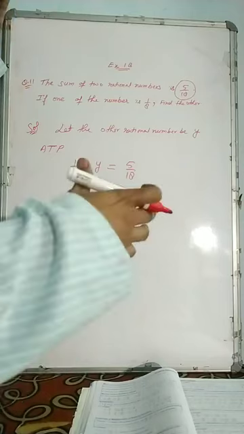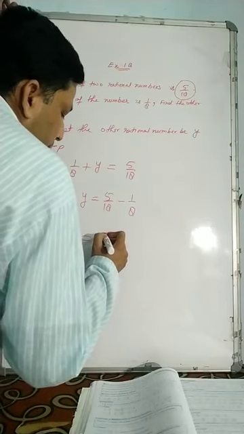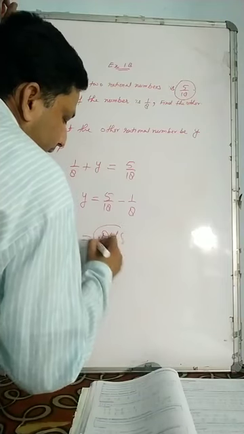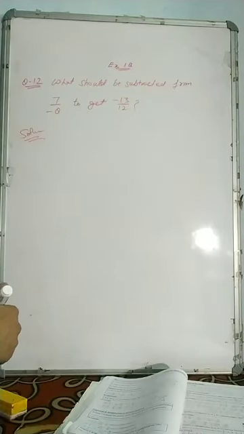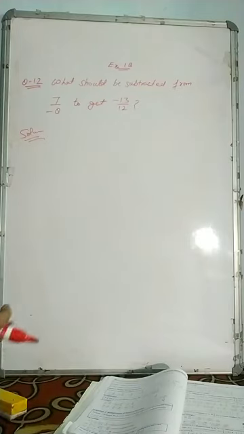It means you will solve question number 2 yourself. Now moving on, question number 12. What should be subtracted from 7 upon minus 8 to get minus 13 upon 12?